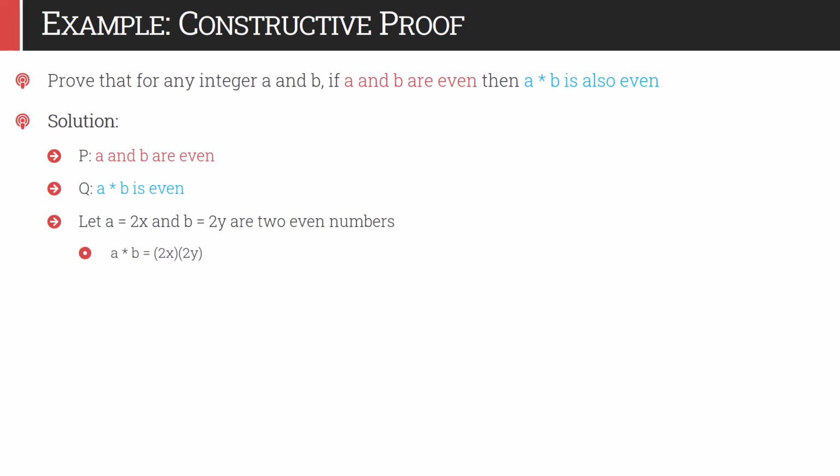A into B is equal to 2x into 2y. That will be 4xy. We can rewrite it as 2 into 2xy. 2xy, I'm replacing by m, so we have 2m. Now whatever may be the value of m, odd or even, we are not worried because it is multiplied by 2, so definitely that number would be even. And hence it is proved that if p is true, then q is also true. So this is how we are deriving the proof through the constructive method.